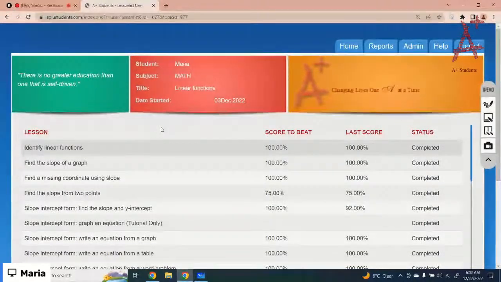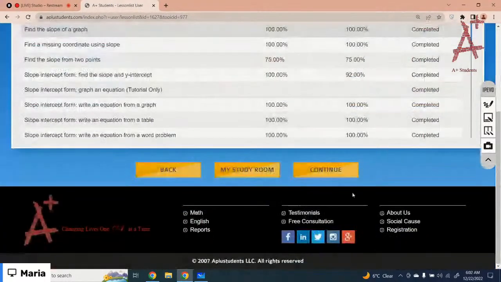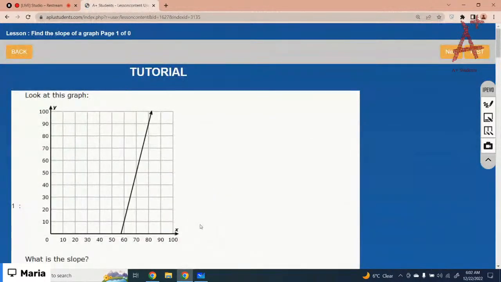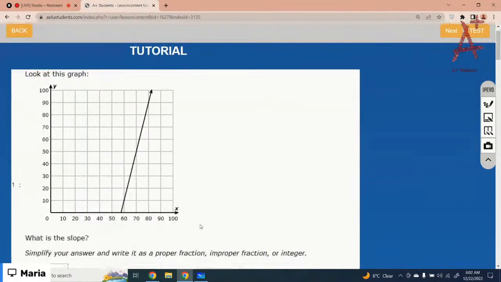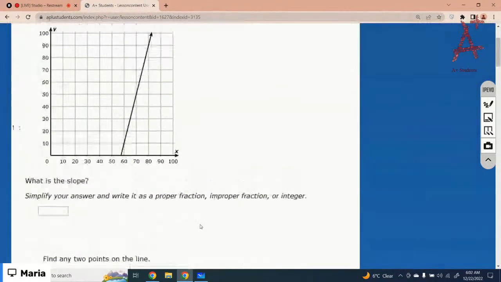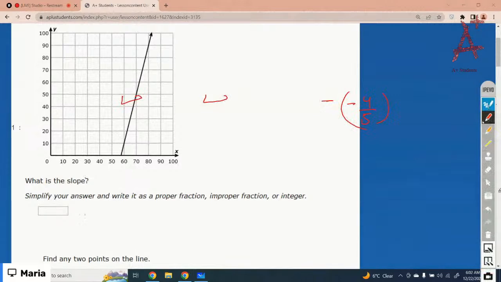Okay, here I am on grade 9 maths. The chapter name is linear functions, and here is the lesson find the slope of a graph. Let's start with the lesson. Okay, you are given a graph, you have to find the slope actually. Got it? So whenever you are given a graph, you can find any 2 points on the graph and you can find the slope using the 2 points. Got it?